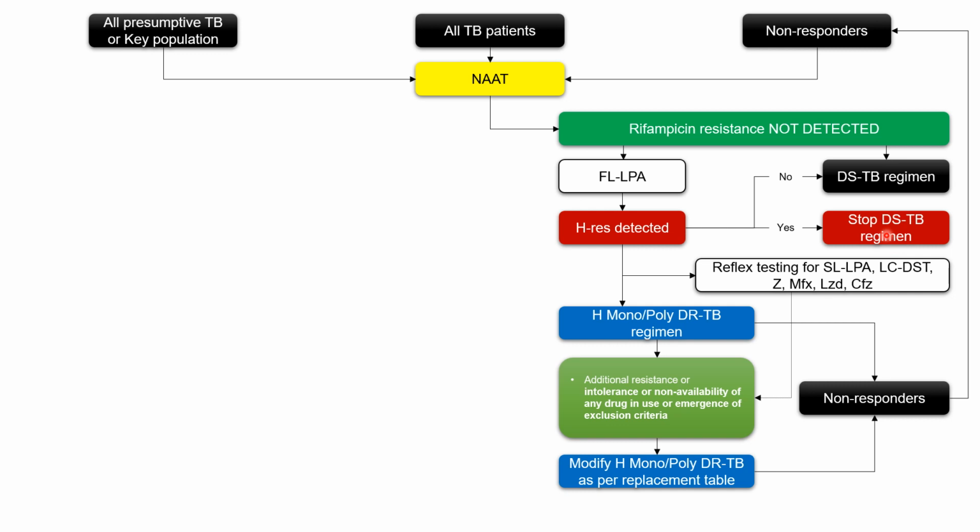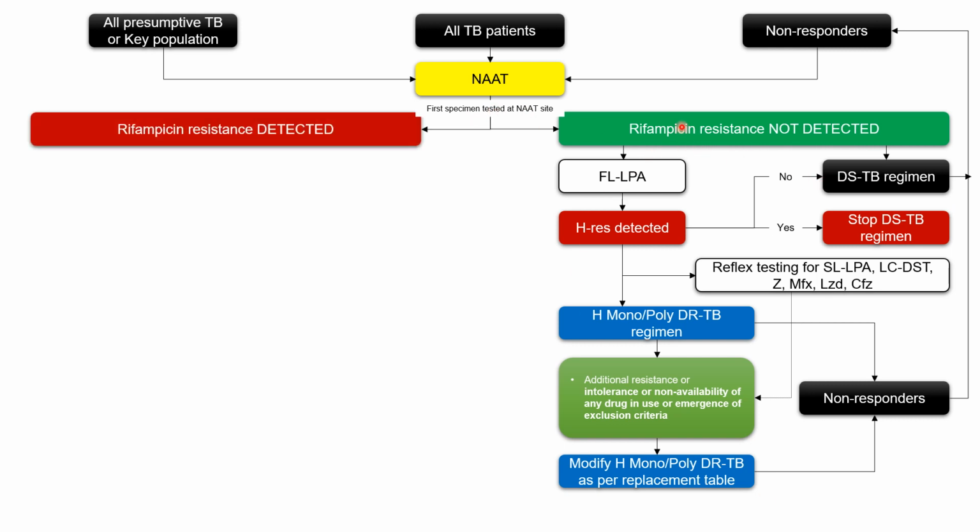Likewise, if INH resistance is detected here and it becomes drug resistant tuberculosis, then also if the patient is not responding, we have to go back to NAT. So all this has to be done from the first specimen which is tested at the nucleic acid amplification test site. So suppose in the first specimen rifampicin resistance was not detected, what do we do? We learned that here. Suppose rifampicin resistance is detected, then what do we do?